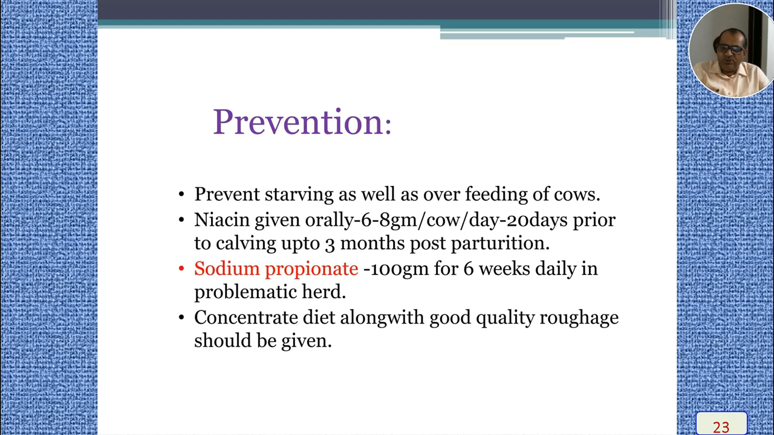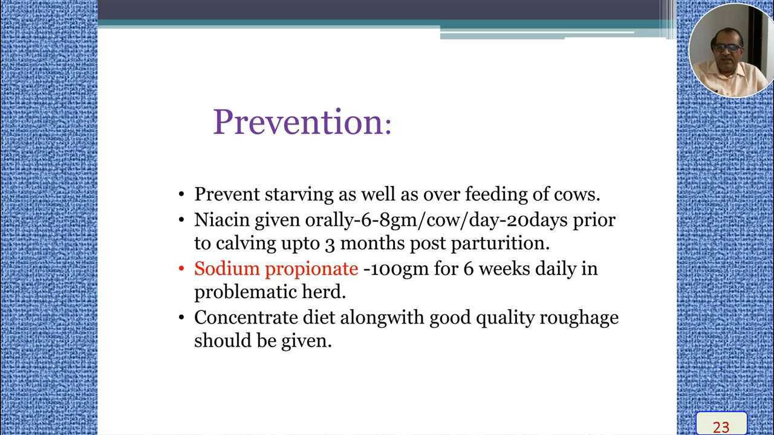Then sodium propionate is another thing which we can administer, about 100 grams per day for 6 weeks daily in a problematic herd. Or if we already have the history of some animals which are very prone to ketosis, they can also be fed with such a ration.